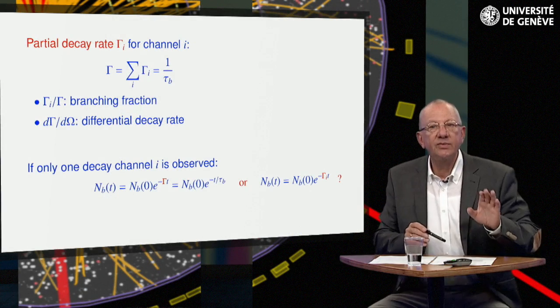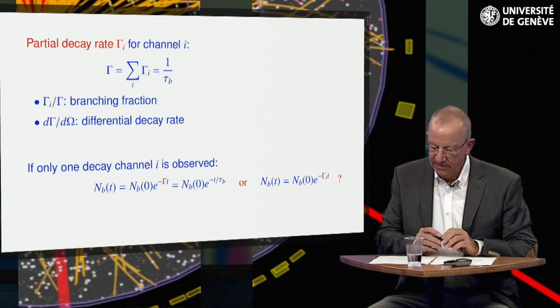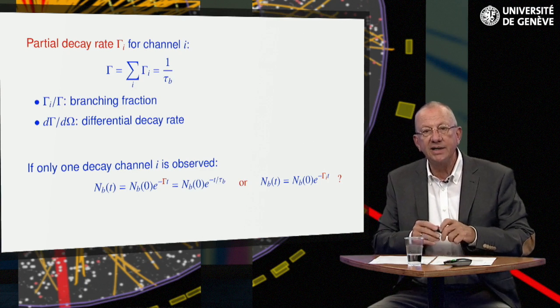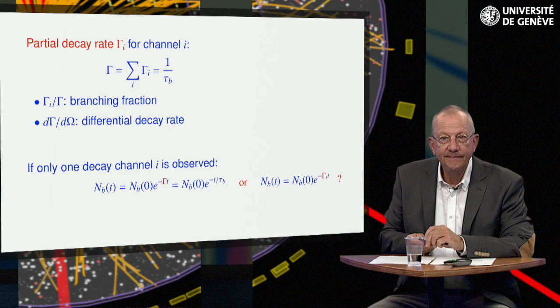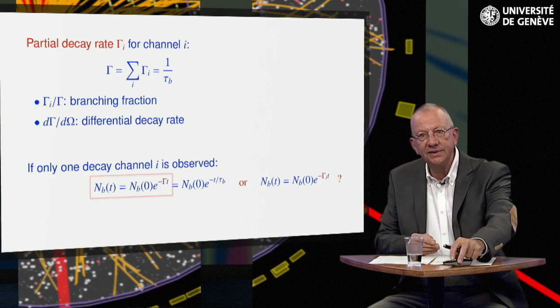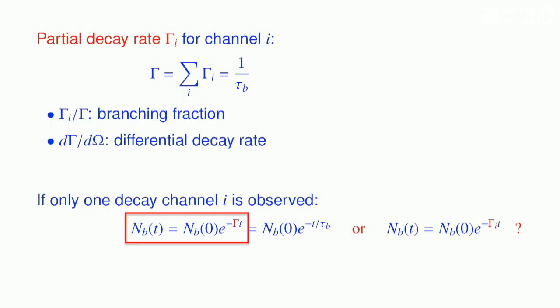Let us think for a moment. If, for a decay with multiple decay channels, we only observe one channel i, is the time evolution determined by gamma, or is it determined by gamma_i? Well, it is of course determined by gamma, since the lifetime of the particle is independent of the decay channel that it will choose.